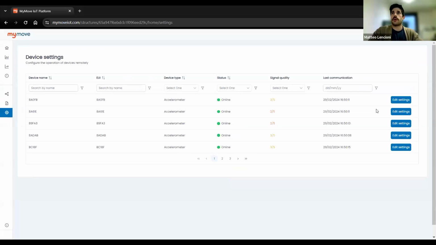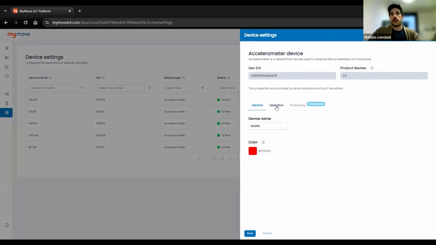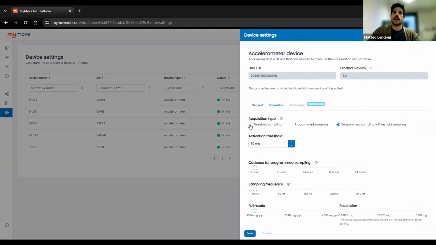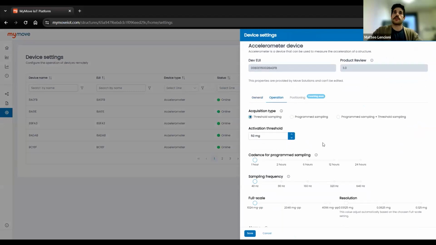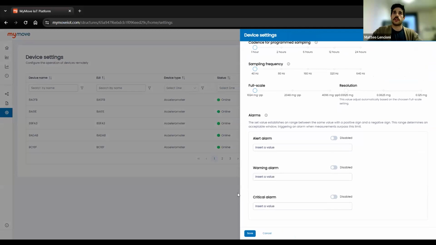There is a setting part that gives you the possibility to change, of course, remotely, all of the parameters of the sensors. You can set alerts, alerts that are structured on 3 levels, which are called alert, warning, and critical, with an increasing severity.